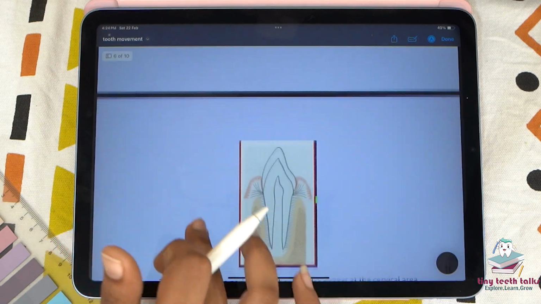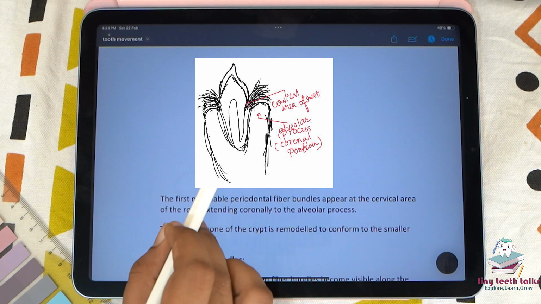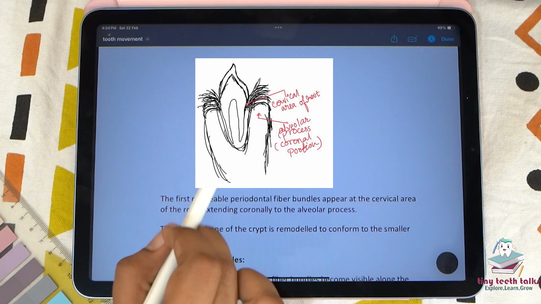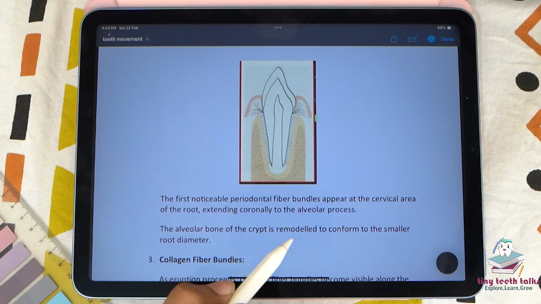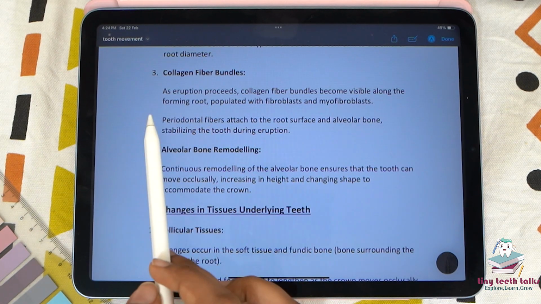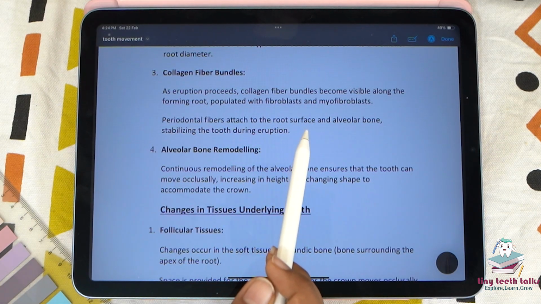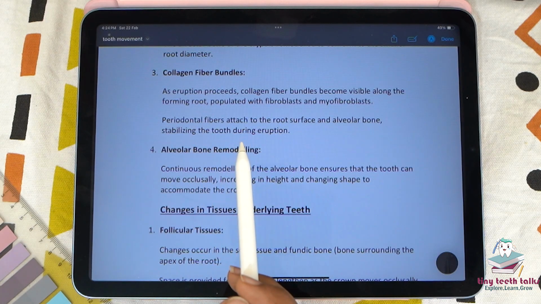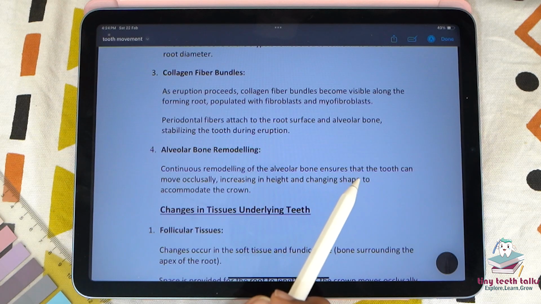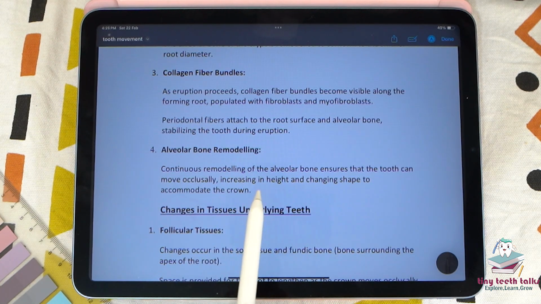Then periodontal fiber bundles. The first noticeable fiber bundles appear at the cervical area of the root, extending coronally to the alveolar process. The alveolar bone of the crypt is remodeled to conform to the smaller root diameter. As the eruption proceeds, collagen fiber bundles become visible along the forming root, populated with fibroblasts and myofibroblasts. Periodontal fibers attach to the root surface and alveolar bone, stabilizing the tooth during eruption. Then alveolar bone remodeling. Continuous remodeling of the alveolar bone ensures that the tooth can move occlusally, increasing in height and changing shape to accommodate the crown.